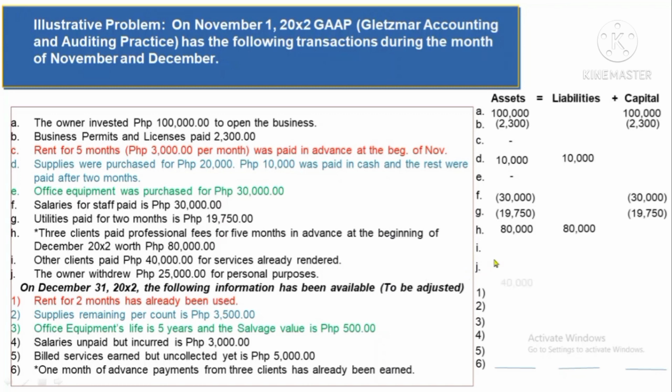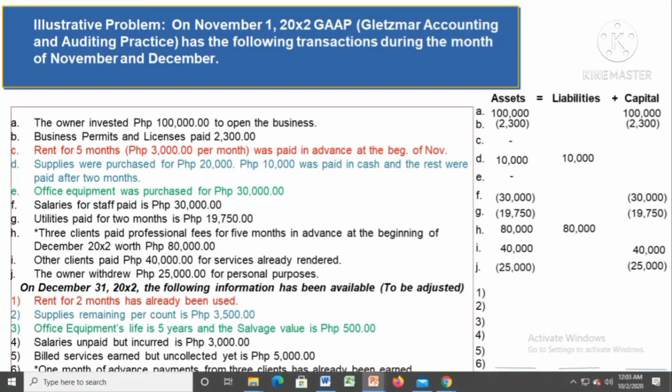So logically, we just need to add 40,000 to our total assets and also add the same to the capital because they're already considered as revenues, since services are already rendered. And lastly, letter J, the owner withdrew cash 25,000 for personal purposes. So withdrawals by the owners, according to our discussion a while ago, are deducted from the capital account. And you also deduct the amount of the withdrawal from the total assets.